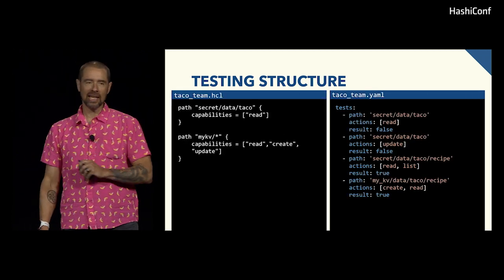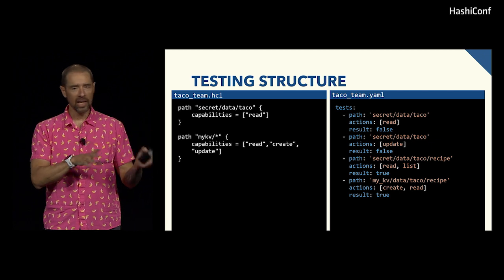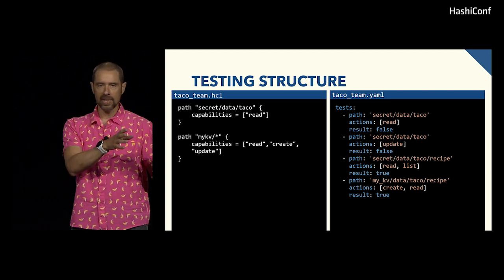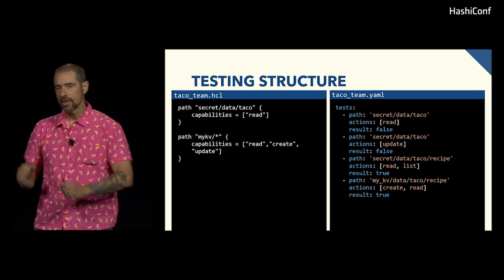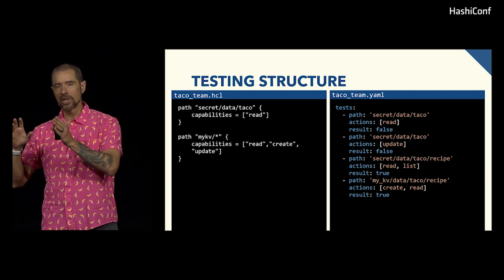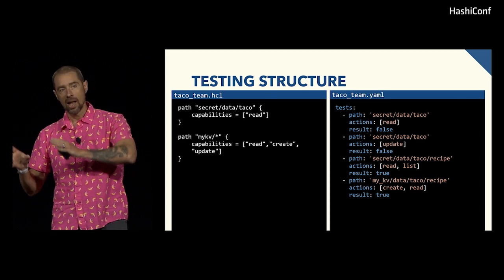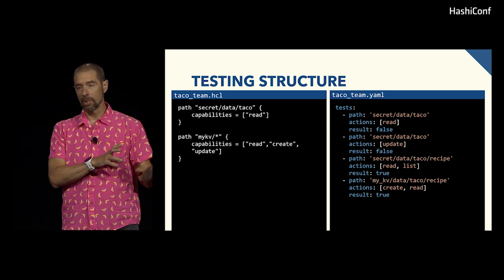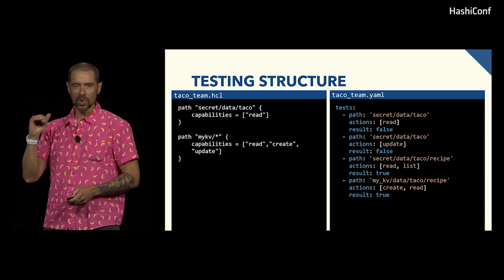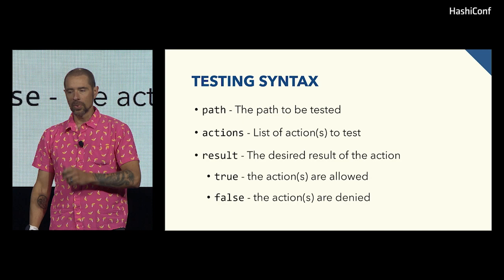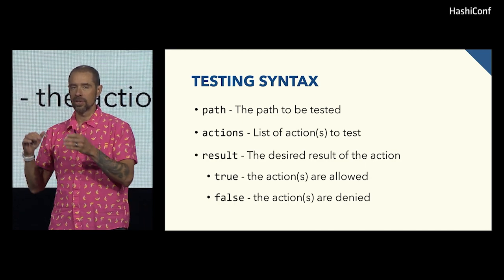So what's actually in these two files? If we look at the tacoteam.hcl policy, there's a standard Vault policy. And then in the tacoteam.yaml, I have a series of tests I've defined to test the capabilities as defined within my policy. And there's 3 entries for each test. So it's a list of tests. The 3 entries are path, actions, and result.